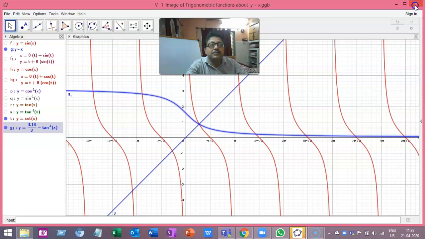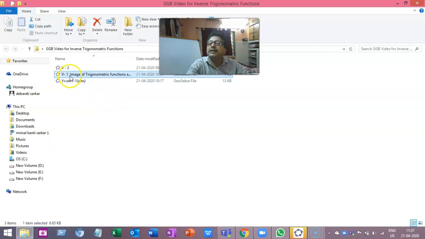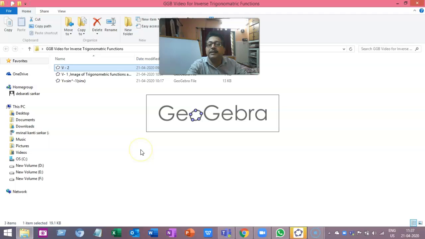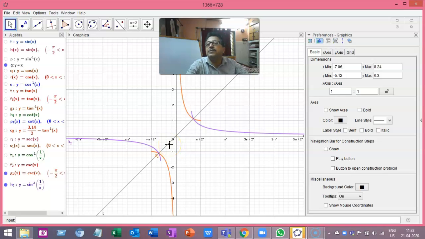graph, next GeoGebra work, where you will understand how to get the inverse. Let me open this GeoGebra file. In this file, we'll see how inversion of trigonometric functions is possible. We have to restrict the domain. We have to consider a part of the domain of definition of the function. Then only inversion is possible.